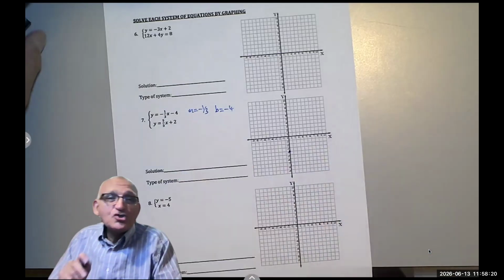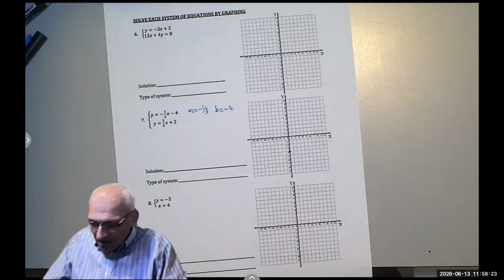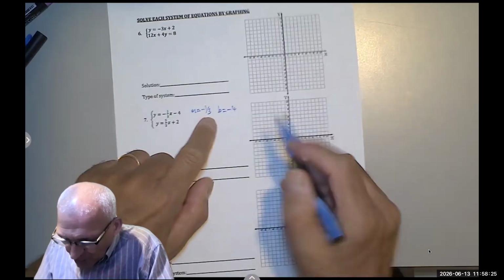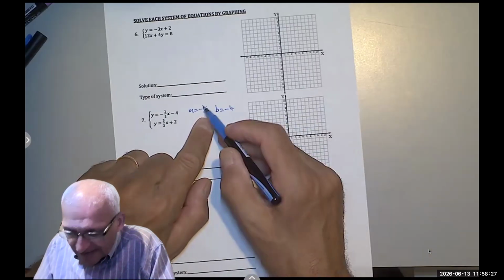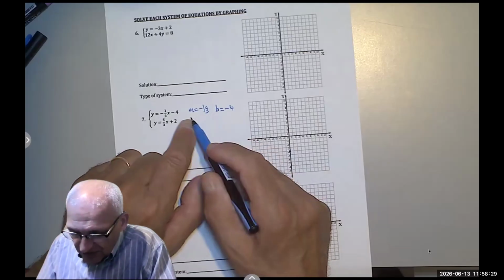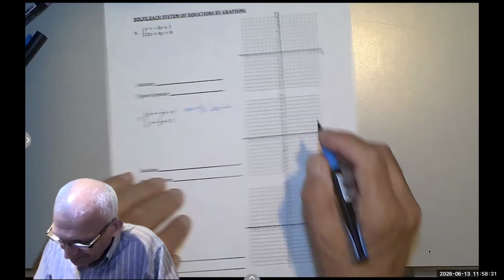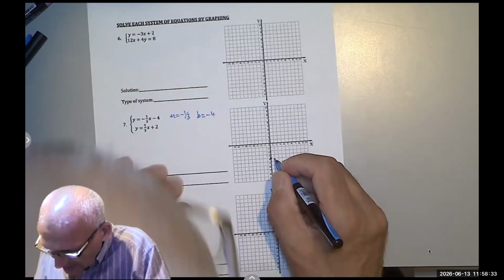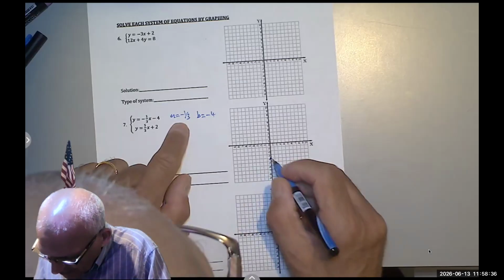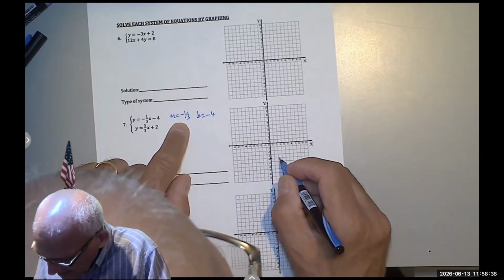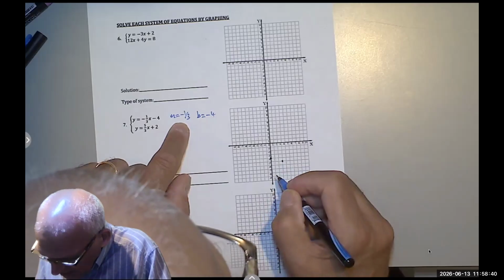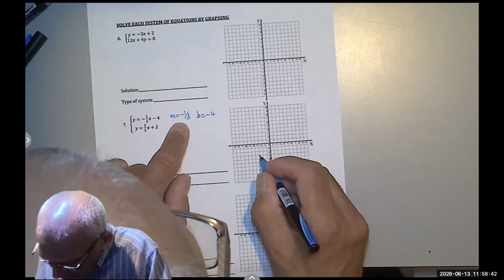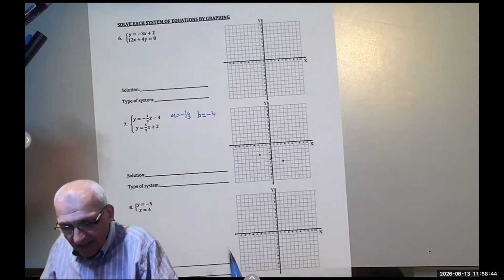And when the slope is a fraction, again, you say, if I move 3 to the right, I go down 1. Or if I move 3 to the left, I go up 1. So notice I am here. If I go 3 to the right, I have to go 1 down. If I go 3 to the left, I go 1 up. And here is my line.